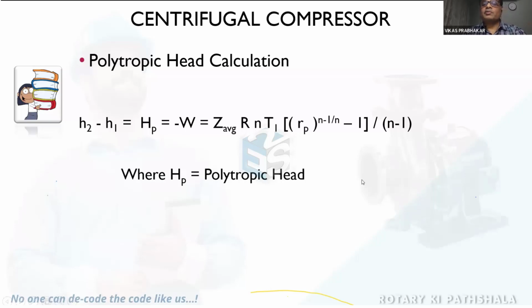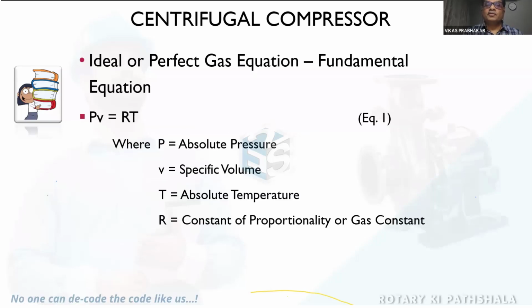So this is the basic fundamental equation. Now, how do we derive this equation? This equation is derived from the basic or fundamental equation, which is the ideal or perfect gas equation. This you have already studied in your graduation course. This is PV equal to RT. P is the absolute pressure, V is the specific volume, and R is the constant of proportionality, because the product of PV is directly proportional to the temperature.